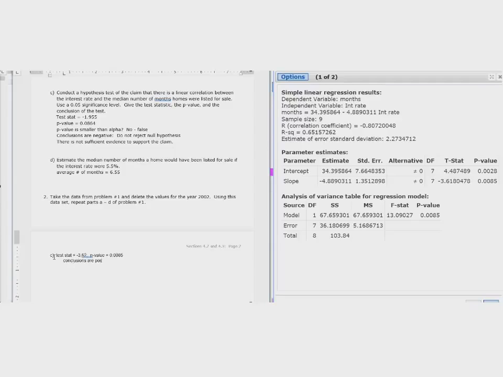So what that would mean is that our test conclusions are going to be positive. Again, we're comparing our p-value of 0.0085 to our significance level, which was 0.05. This time the p-value is smaller than alpha. So we have a true statement, which means our conclusions are positive. That means we do reject the null hypothesis, and we'd say there is sufficient evidence of a linear correlation.